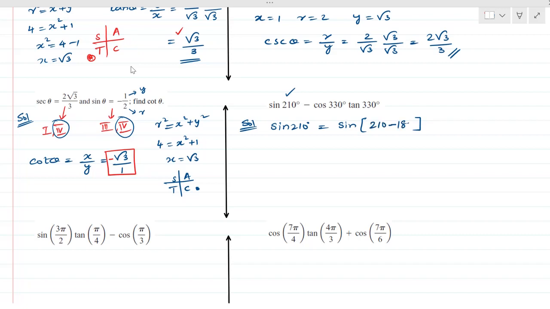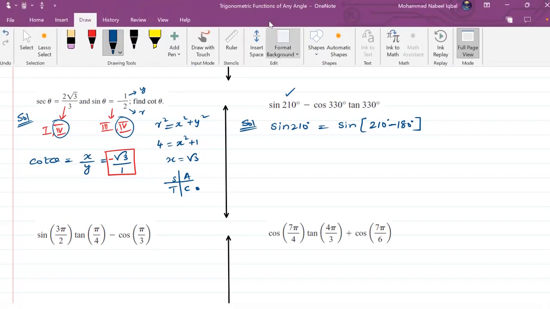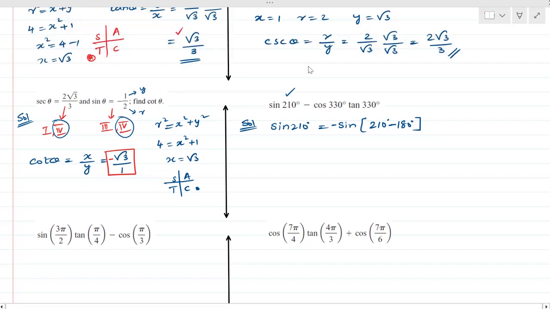210 minus 180, so third quadrant, and since in the third quadrant sine is negative, therefore it is minus sine 30. What is minus sine 30? It is minus half. So this is a perfect one. The first one is over.